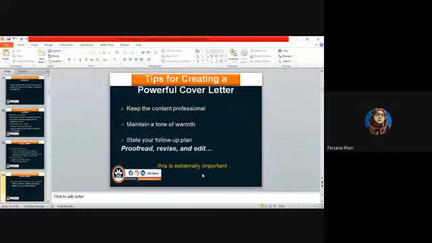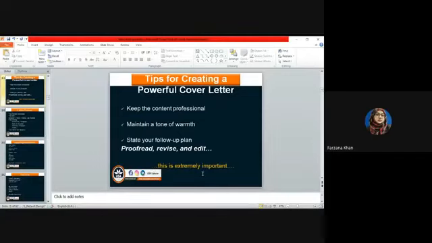Other tips for creating a powerful or effective cover letter are these: your cover letter should contain professional content. So keep the content very professional, and also maintain a tone of warmth.